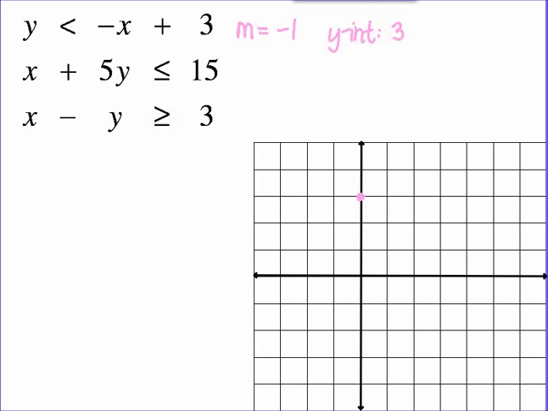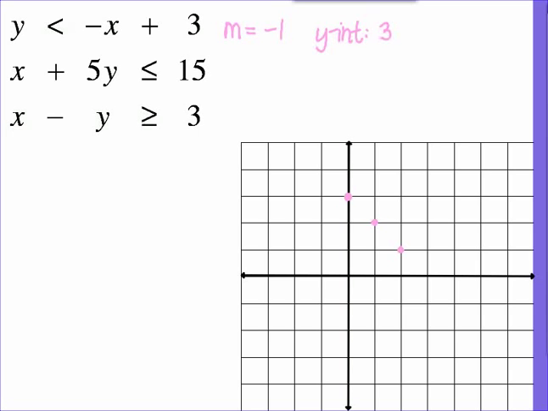What does the slope of -1 mean? Down 1 over 1. Now, what type of line am I going to use here? A dashed line. So I'm going to use a dashed line on that one. And so my dashed line will be right there.